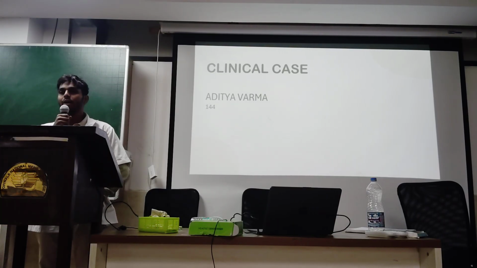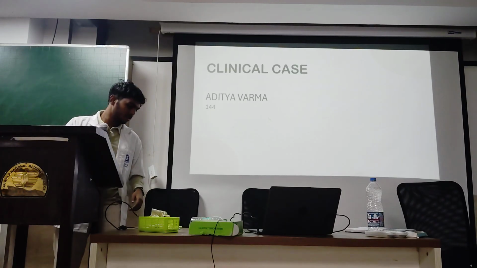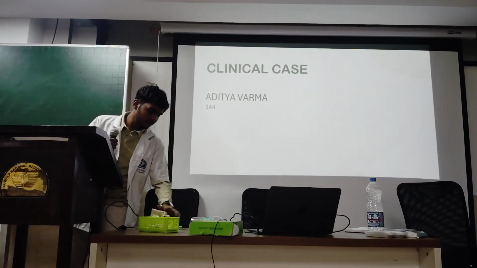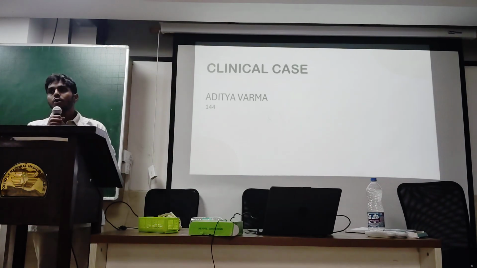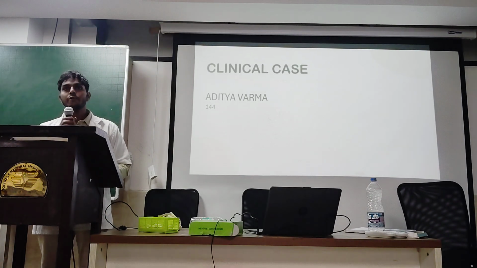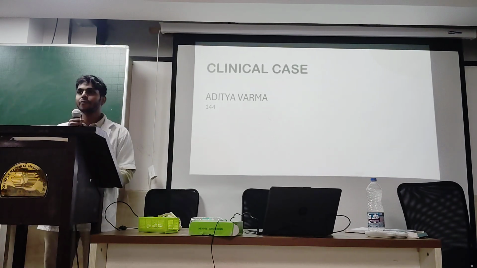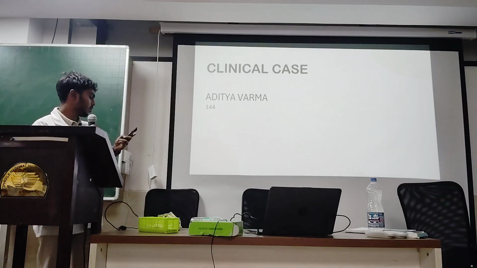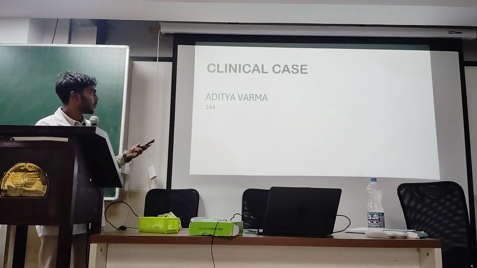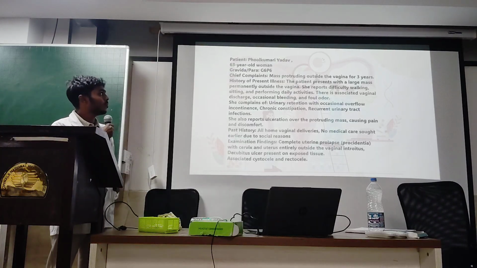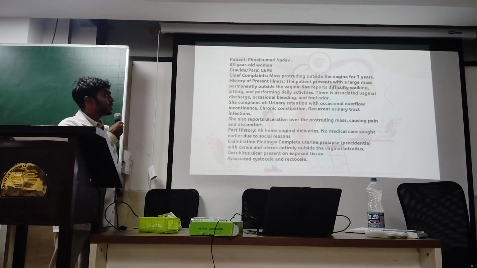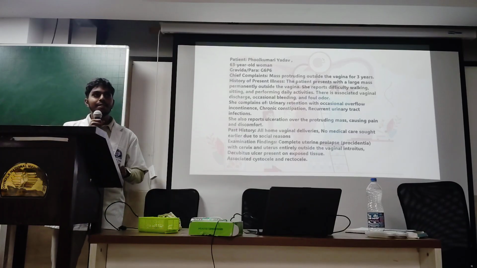Today I am about to present the case of uterine prolapse, a clinical case in which the patient name is Phool Kumar Yadav. She is a 63-year-old woman. The past obstetric history includes 6 gravida and 6 parity.